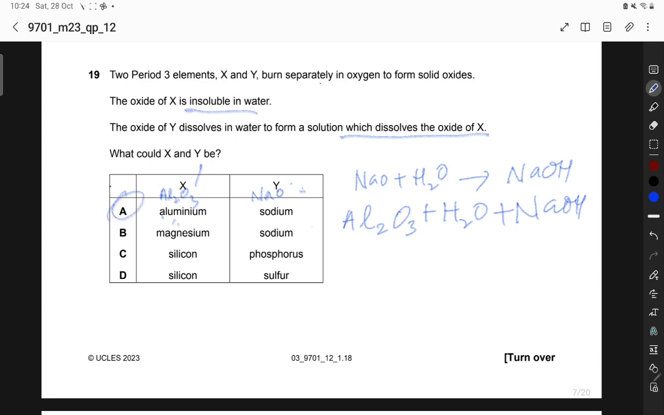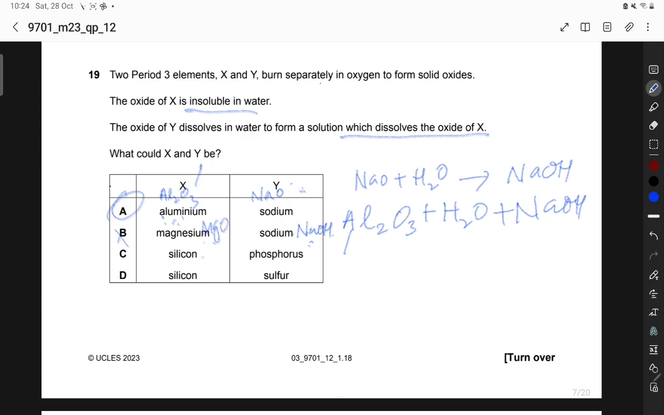B is incorrect. Aluminum oxide is an amphoteric oxide which reacts with both acids and alkalis. So aluminum oxide is the correct option. So sodium hydroxide is formed. Sodium oxide is dissolved in water. Magnesium oxide is insoluble in water but cannot react with sodium hydroxide.